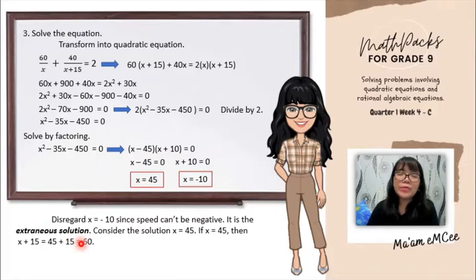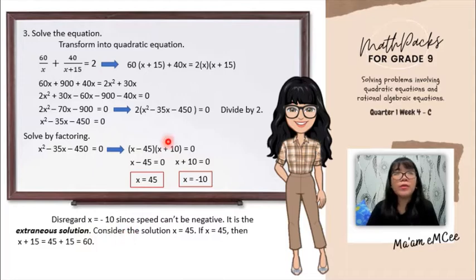Now, with this regard, x is equal to negative 10, since speed can't be negative. Diba? As I have discussed during the introduction, we cannot have a negative speed or negative distance, negative time, negative age. So, likewise, sa speed, we cannot have negative values because there's no such thing as negative 60 kilometers per hour. So, hindi pwede. Okay, so since hindi pwede ang negative, we will be disregarding the solution x is equal to negative 10. And that solution will become extraneous solution.